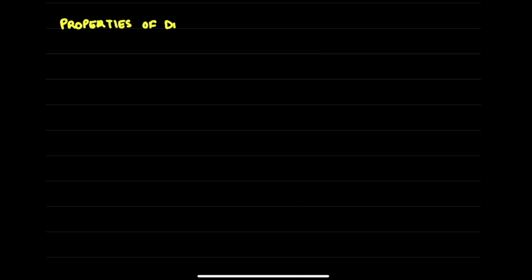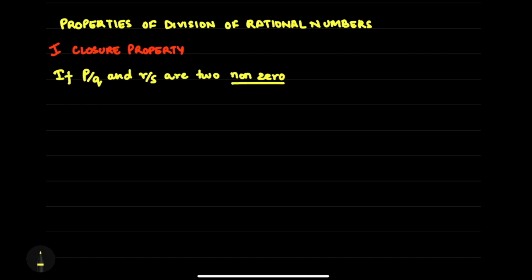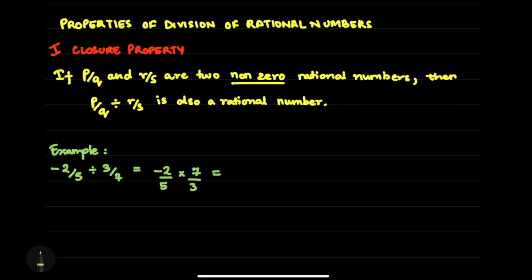Let's look at the properties of division of rational numbers. First one is the closure property. If p by q and r by s are two rational numbers which are non-zero, then p by q divided by r by s is also a rational number. Let's verify this through an example of minus 2 by 5 and 3 by 7, which gives us minus 2 into 7 divided by 5 into 3, which is equal to minus 14 by 15. Is this a rational number? Yes.